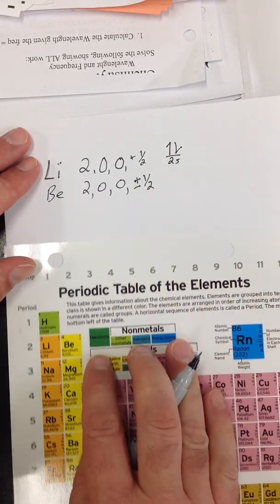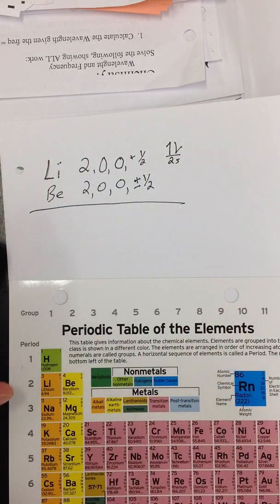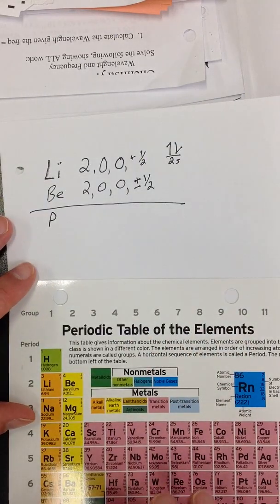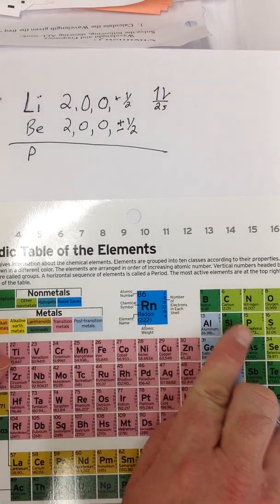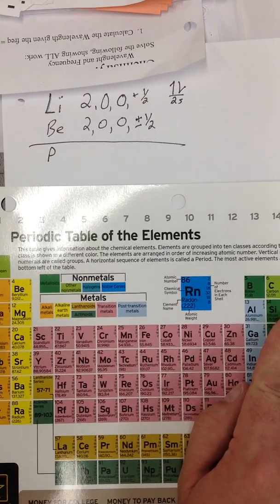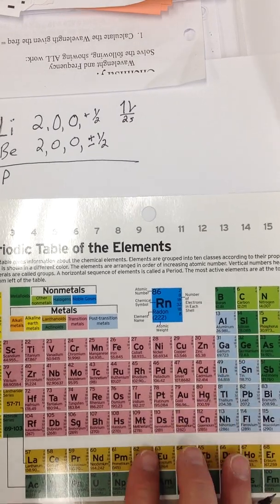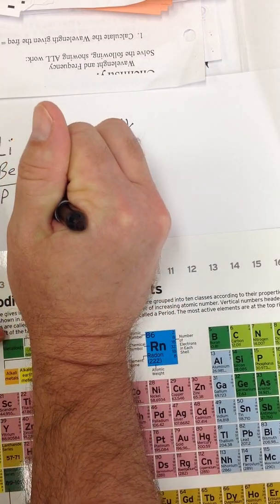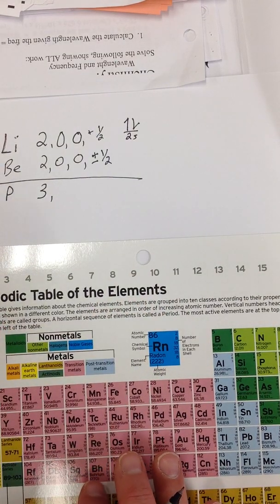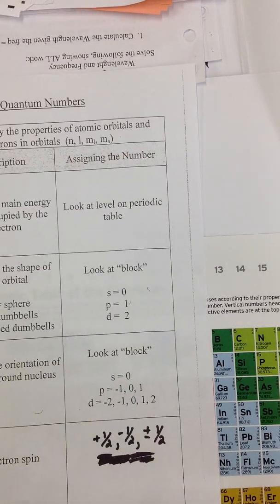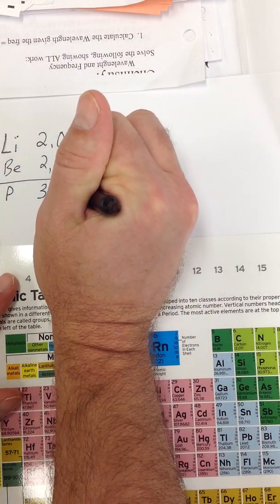Okay? So let's try another one that's a little more complicated. That was a little too easy. So let's try something like phosphorus. All right. So I find phosphorus on the periodic table. There it is, number 15. And I clearly see that it's on what level? It's on the third level. Okay? So I'm going to put for my first quantum number 3. I think everyone understands that fairly well. Now the next quantum number, the angular momentum number, of course for P would be 1. So my second quantum number is 1.